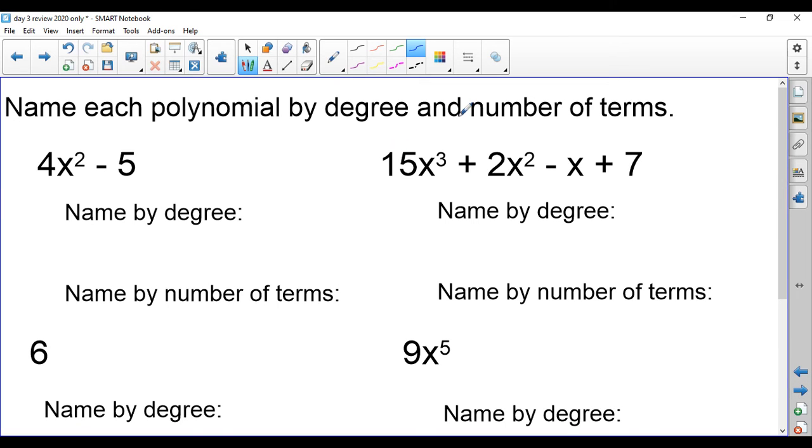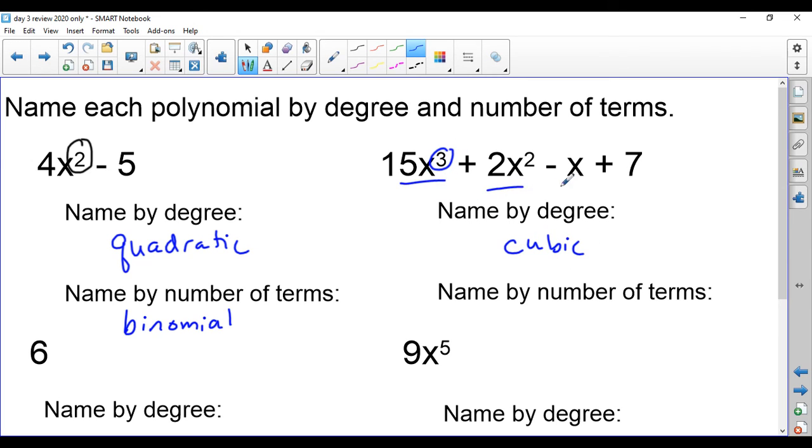So here, if we look at these examples, to find name by degree, I look for the highest exponent. This is degree 2, which is called a quadratic. It has 1, 2 terms. It's a quadratic binomial. Here I have my highest exponent is 3, so this is cubic. And there's 1, 2, 3, 4 terms, so it's a cubic polynomial with 4 terms.